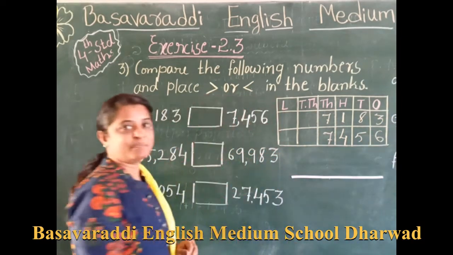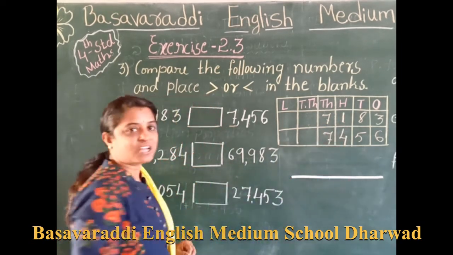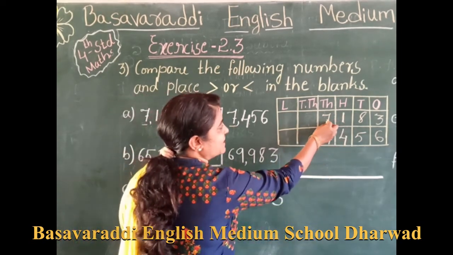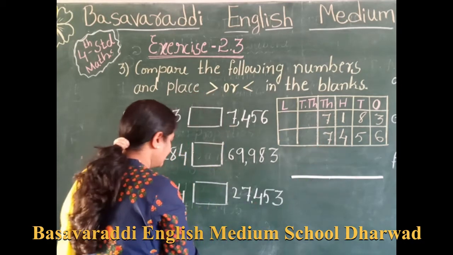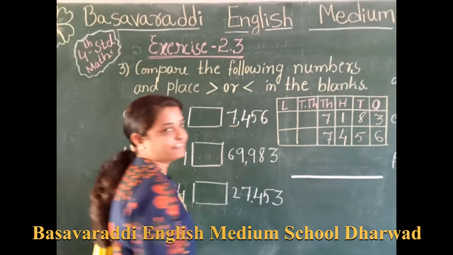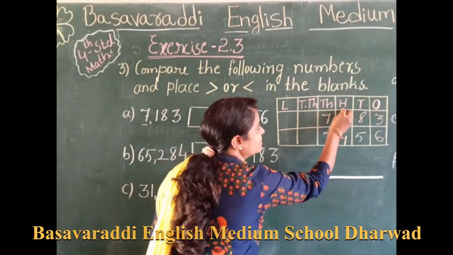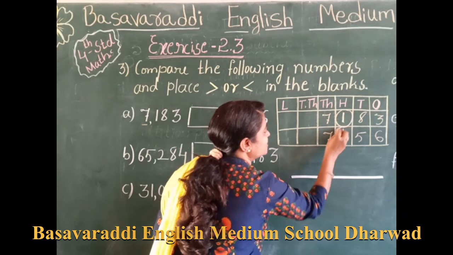Then which one are we comparing here? Tell me. We are comparing this one only. We have to start from which place? Thousands place. Both are the same. Then leave that. Then next is the hundreds place. We got the difference there. In the hundreds place we have here 1 and here it is a 4.